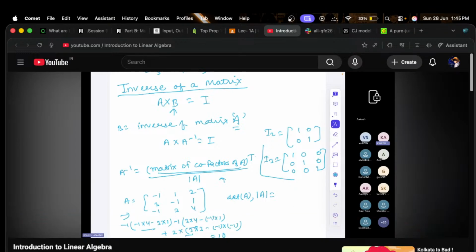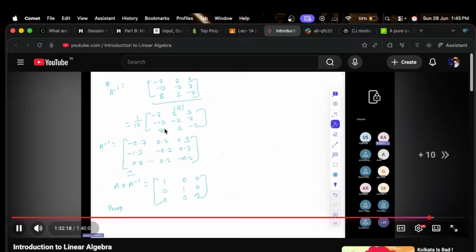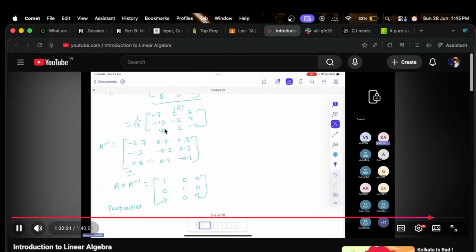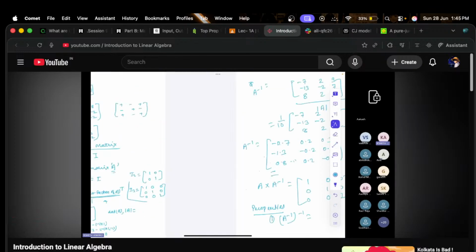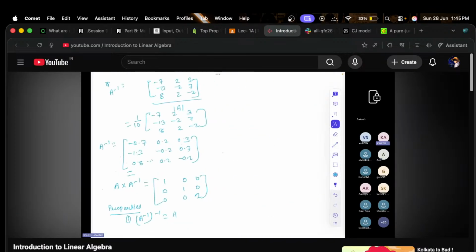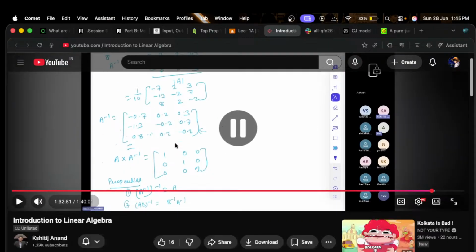Okay, I think that was it. Cofactors, right? So first of all, you need to find out the determinant, and then if you take the inverse of inverse, you get the matrix A itself, okay? So now if you go and find out the inverse of this matrix, you will get the inverse. If you have any doubt, feel free to ask.